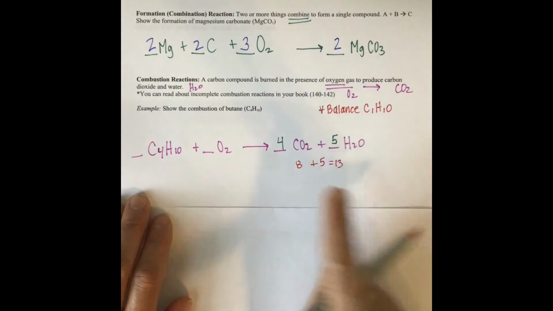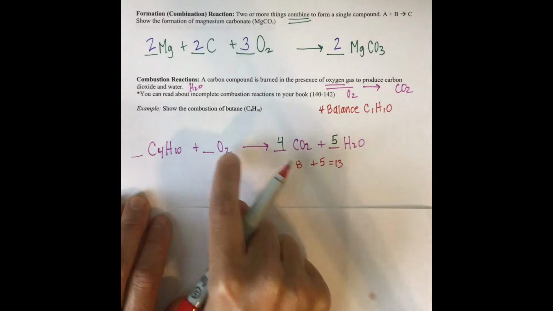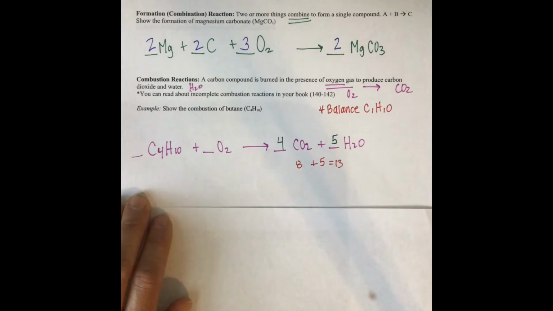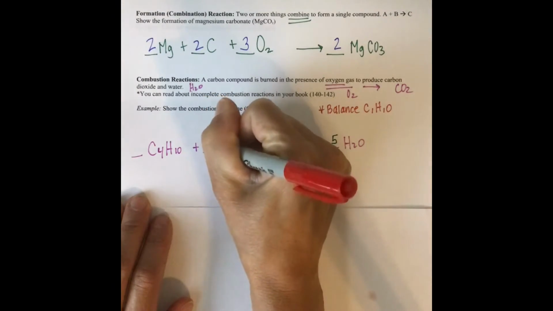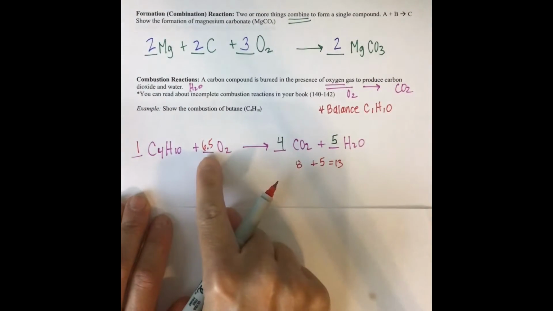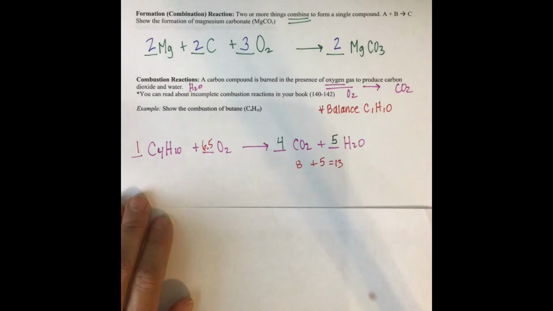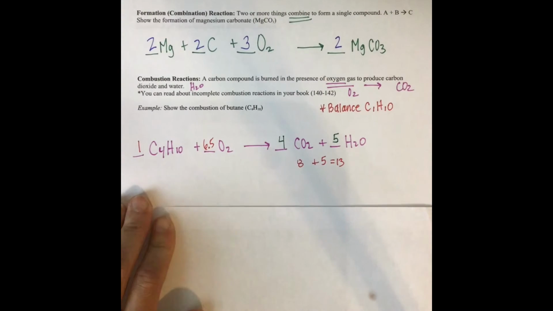All right, I have 13 on this side. How do I split that, something times 2 to give me 13? Oh, well that's easy, 6.5. But that's actually kind of odd. We haven't used any half numbers for our coefficients, and you technically cannot leave it that way. What do you think we could do?